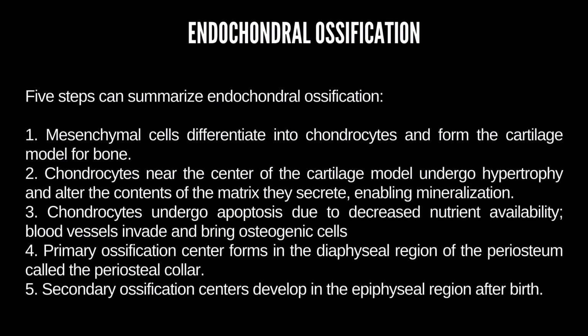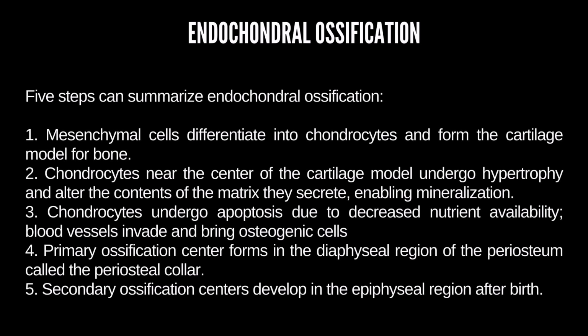Endochondral ossification is bone formation that begins within the cartilage. The steps of endochondral ossification. Mesenchymal cells again play a role, but this time they differentiate into chondrocytes, cells that form cartilage.